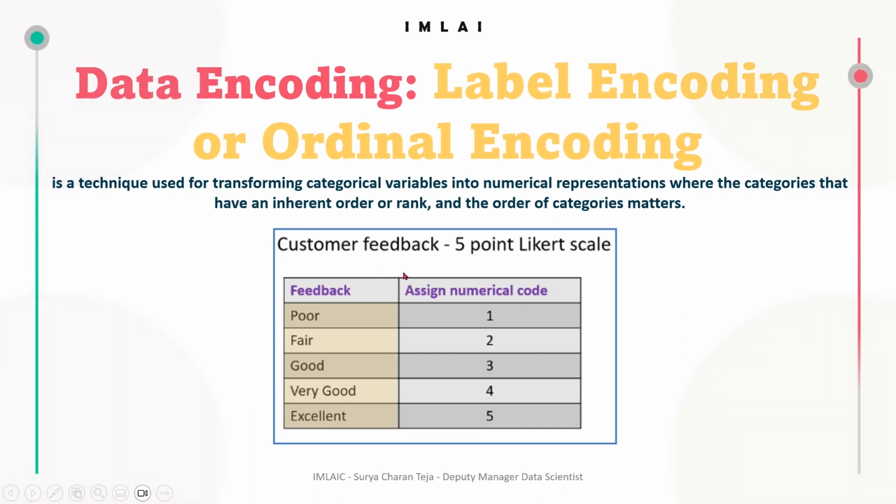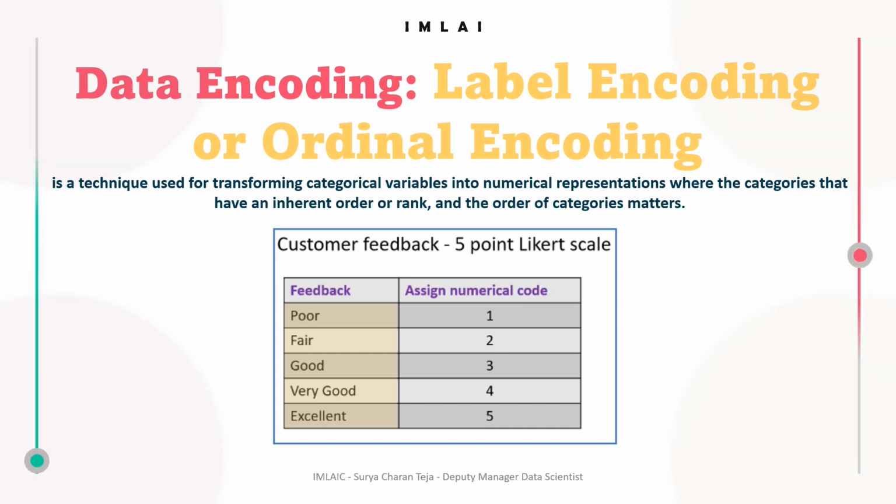Now if I want to encode these categories which come under the ordinal category, I need to assign a numerical code which has a specific order, because fundamentally this is an ordinal categorical variable. So whenever I encode this, I need to keep the order in mind. For poor I put 1, for fair 2, for good 3, very good 4, excellent 5. So that's the assignment. This is what is called label encoding or ordinal encoding. This is pretty straightforward.